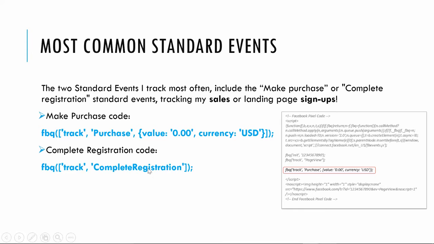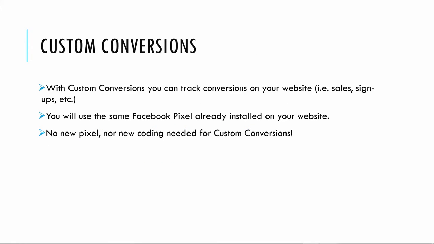Very simple, complete registration. So as for custom conversions, you can use these as well to track conversions on your website, such as sales, signups, etc. So the nice thing about this is you can use that base Facebook pixel already installed on your website. Say you installed it in the header file before the closing head tag. That Facebook pixel is on every page of your website, so no new pixel nor no new coding is needed. Custom conversions just pulls data from people who landed on a specific website.